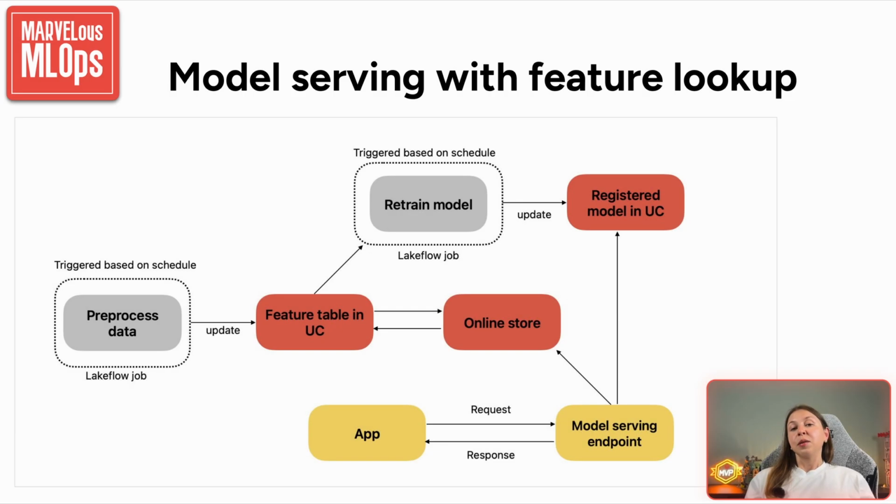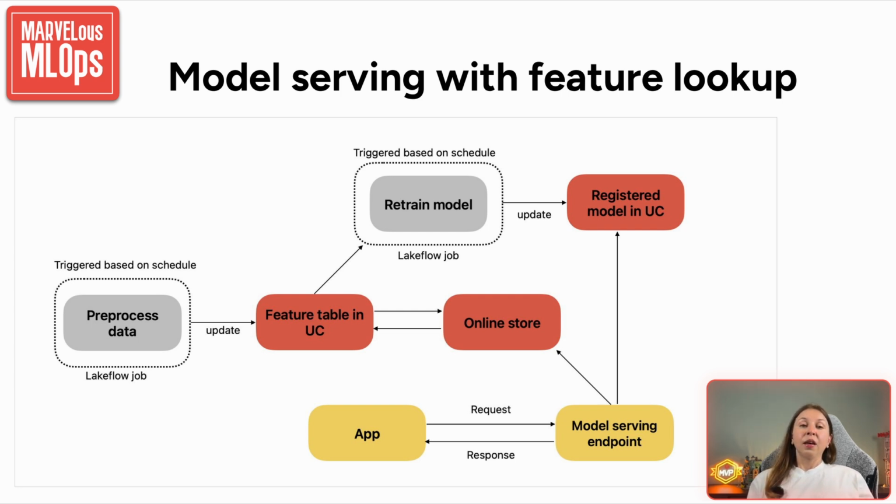without looking up anything anywhere. Model serving with feature lookup is the most complex but most realistic scenario, when we have 2 different Lakeflow jobs. One is to do data pre-processing. In the end, we update the feature table in Unity catalog, which is used by another job to do model retraining. The schedule for these 2 jobs can be different depending on how often the features must be processed and how often the model must be retrained.